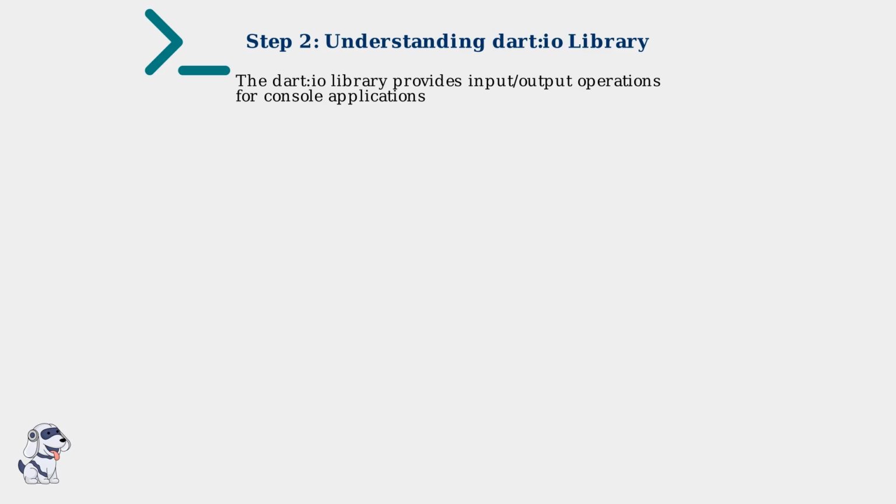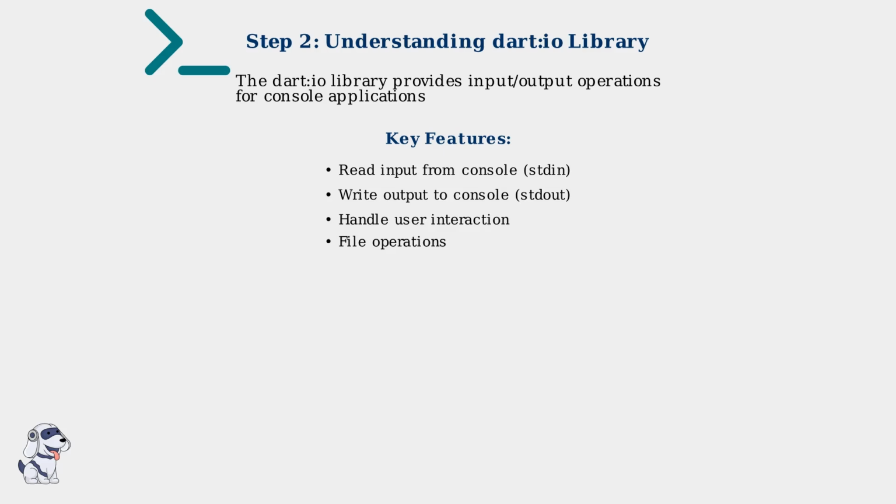This library provides essential functions for reading user input from the console and displaying output back to the user. The Dart.io library offers several key features, including reading input from the console, writing output, handling user interaction, and performing file operations. For our calculator, we'll primarily use the console input and output functions.